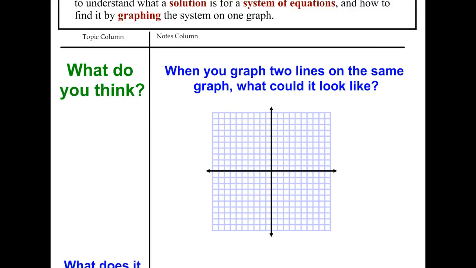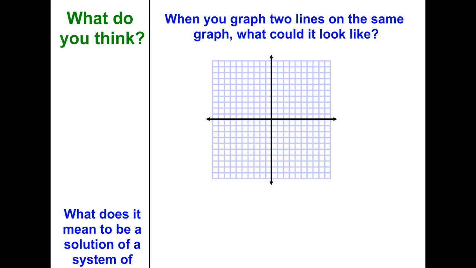So, first thing we should look at is, when you graph two lines on the same graph, what could it look like? Well, there's really three main ways it can be. The first way is the obvious one: one goes one way, the other goes another way, and they eventually hit each other and intersect. That is the most common way, where they hit at exactly one point.